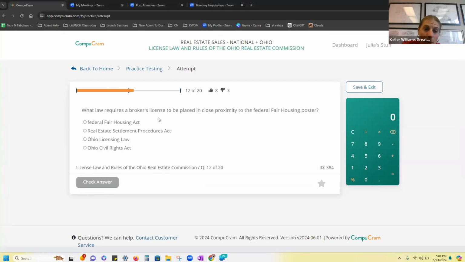What law requires a broker's license to be placed in close proximity to the Federal Fair Housing poster? Is that A, Federal Fair Housing Act, B, Real Estate Settlement Procedures Act, C, Ohio Licensing Law, or D, Ohio Civil Rights Act? So what law requires a broker's license to be placed in close proximity to the Federal Fair Housing poster?